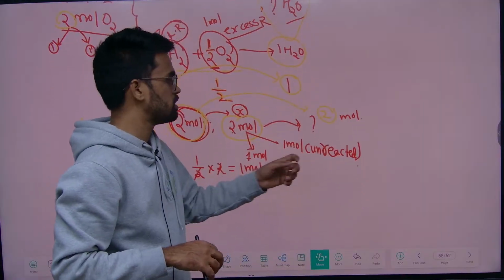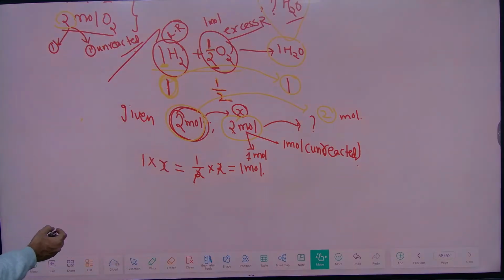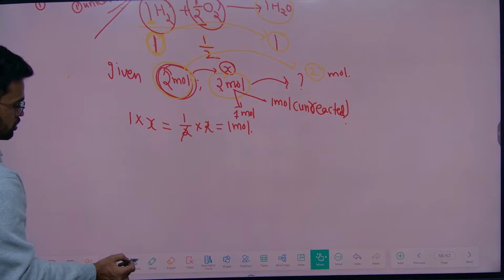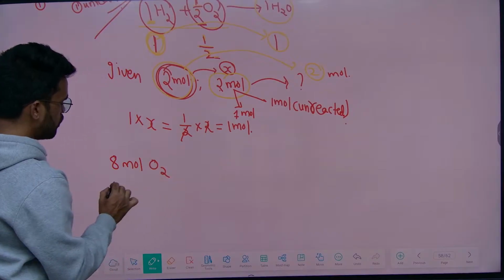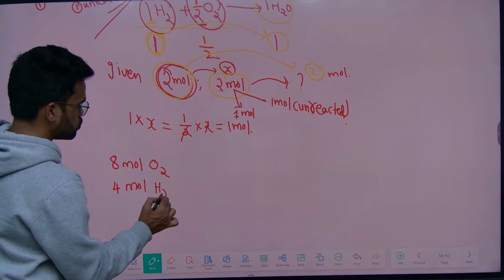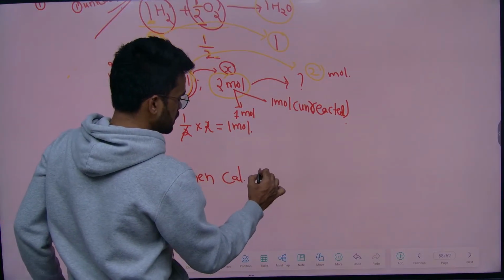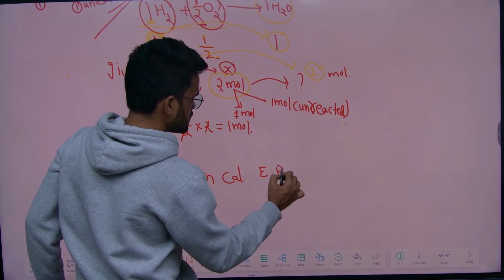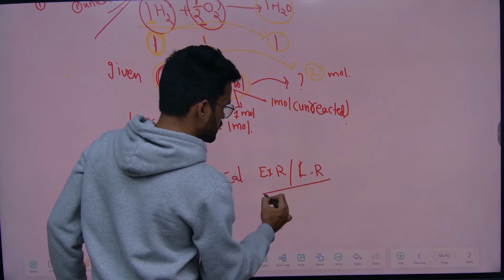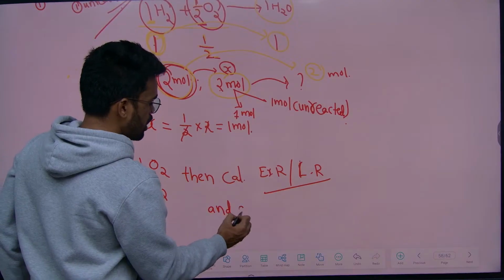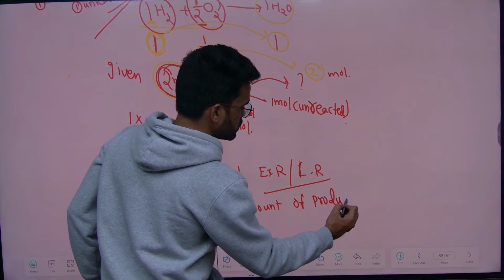Okay, now the same question I am giving you as homework by changing these numbers. So here I am giving you 8 moles O2, 4 moles H2. Then calculate the limiting reagent, the excess reagent, and the amount of product formed. How much amount of product is formed. So this is what you need to do.